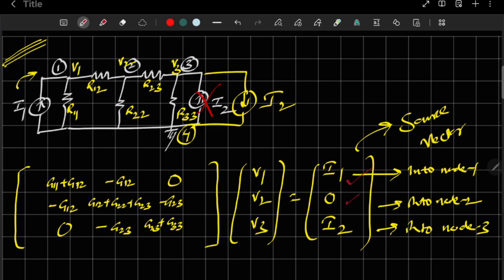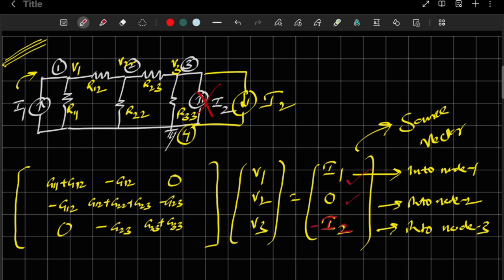But I2 is not injected into node 3. It is leaving from node 3. So how to make it an injected current? We simply have to take minus. So this minus we include here, so that minus I2 is injected into node 3. This is the change we will get, and the direction of the current source is reversed compared to the previous case.